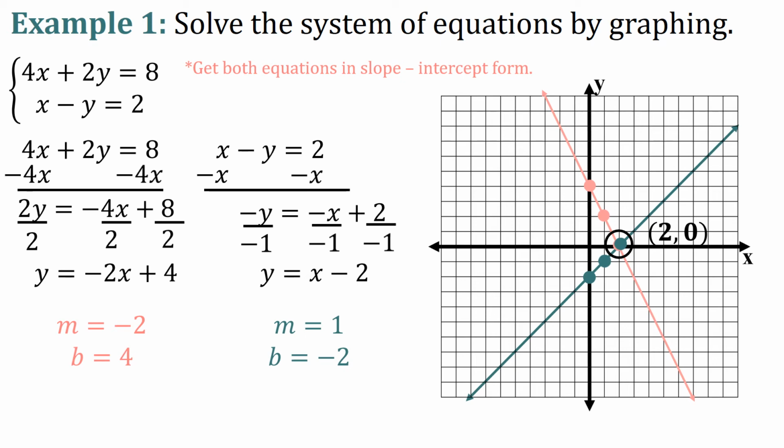If you took (2, 0) and you plugged it back in, 4 times 2 is 8. 2 times 0 is 0. So 8 equals 8. On the bottom, 2 minus 0 equals 2. Does 2 minus 0 equal 2? Yes, it does. So this solution works for both equations.